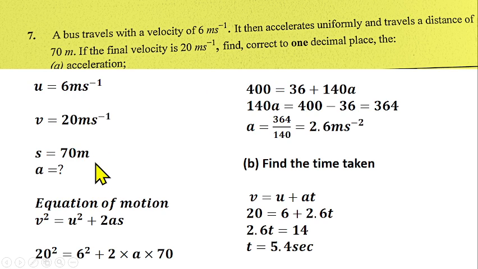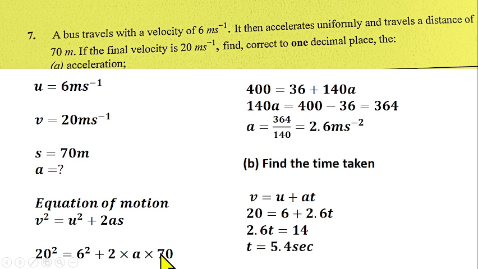So you need to remember which of the equations of motion is related to what we have here. We have like 3 or 4 equations of motion, but the one that is related to what we have here is v squared equals u squared plus 2as. So we have our v, we have our u, we have our x, and we are looking for a. If you substitute these values systematically, we have 20 squared equals 6 squared plus 2 times a multiplied by 70, which is our distance.